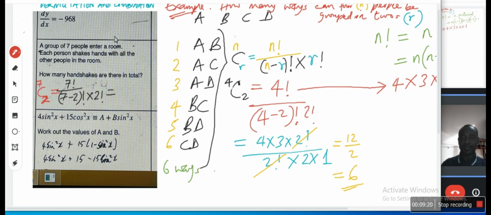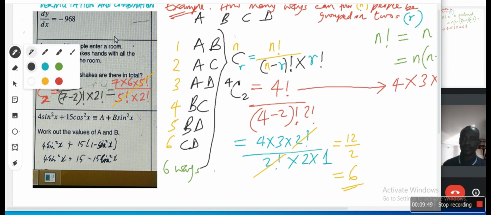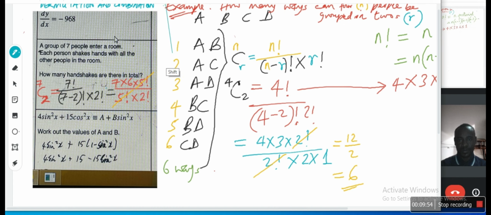So instead of writing 7 times 6 times 5 times and so on, I can simply write 7 times 6 times 5 factorial, because there's also 5 factorial down, divided by 5 factorial times 2 factorial. So 5 factorial will cancel out 5 factorial up. So we have 7 times 6 all over, and 2 factorial is 2 times 1, that's 2.